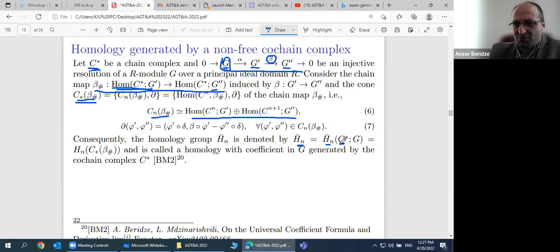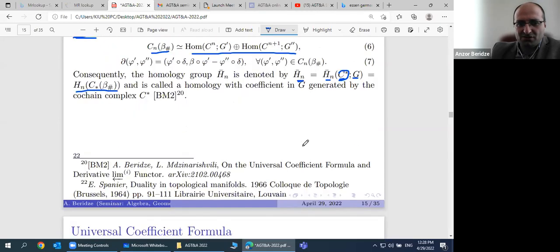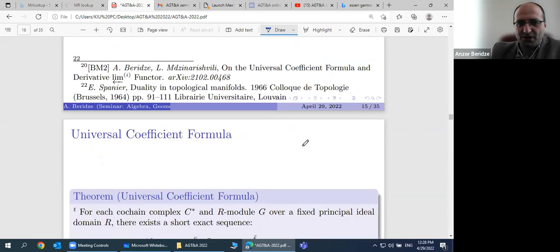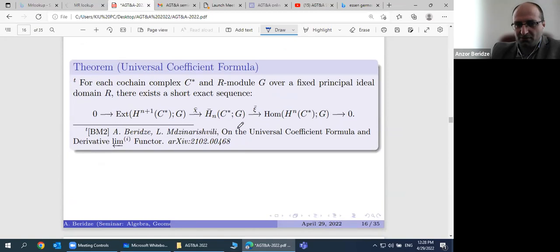But what does it mean, homology of cochain complex? Homology of cochain complex means that using this cochain complex and this group, we have constructed a chain complex, and this is a homology of this chain complex. That is, a chain complex is a chain cone of chain map. And somehow we can construct homology theory. And for this homology theory, we have universal coefficient formula.